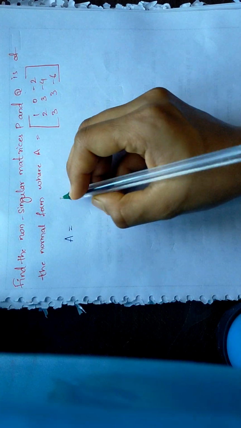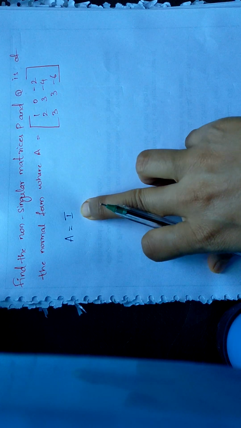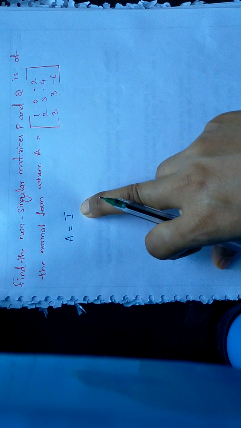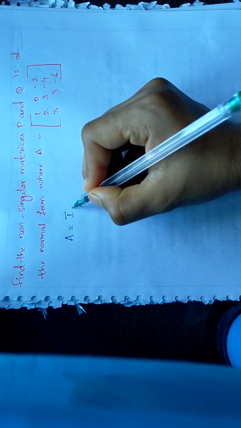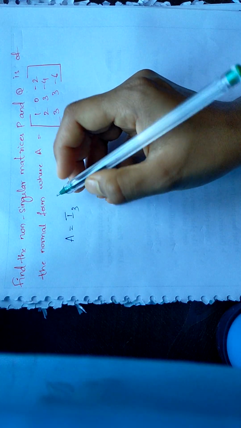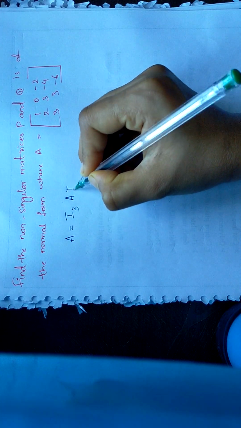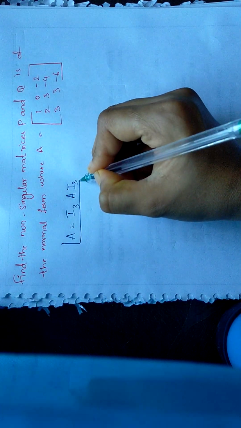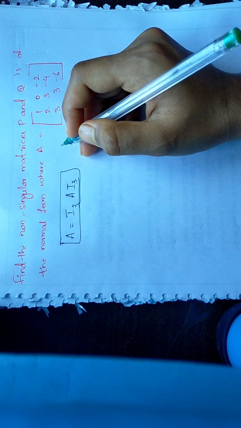So now we have to take the I matrix. What about the order of the matrix? Should you take 3 by 3 or 4 by 4? It depends on the question. If the question is 3 by 3, take the I3 matrix. If it is 4 by 4, take the I4 matrix. Now I3 A I3. This is the format, the most important formula. Based on this only we'll get the non-singular matrices.